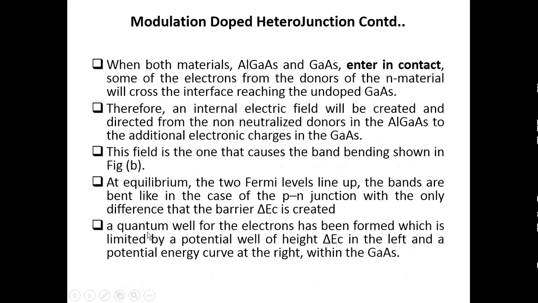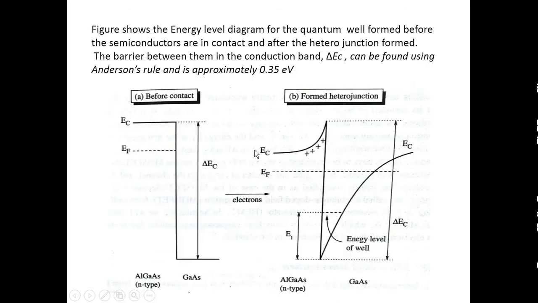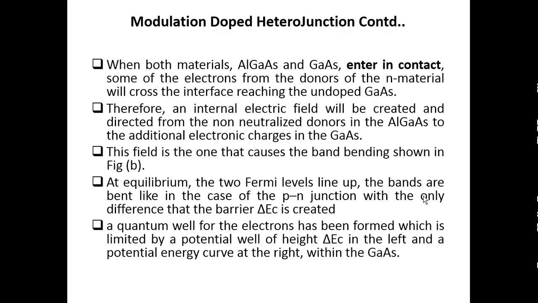And it is due to this field setup that causes the bending shown in figure B. That's the reason why this bending in the energy band is caused, due to the electric field setup. Then, at equilibrium, the two Fermi levels line up.